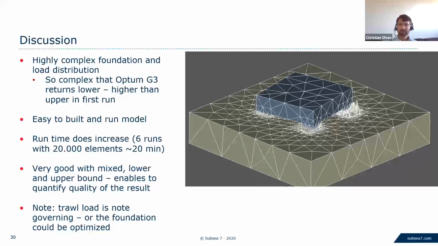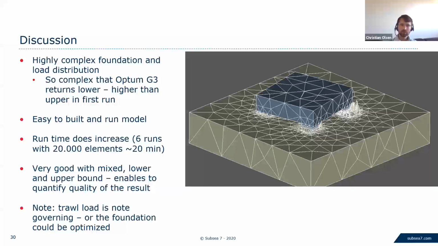Of course, it's so complex that in the first iteration there's some discrepancy between what you would expect with upper and lower bound. But it was really easy to build a model. The runtime does increase when you go up to 20,000 elements for 6 runs instead of just having 10,000 elements, so 20 minutes thereabouts.